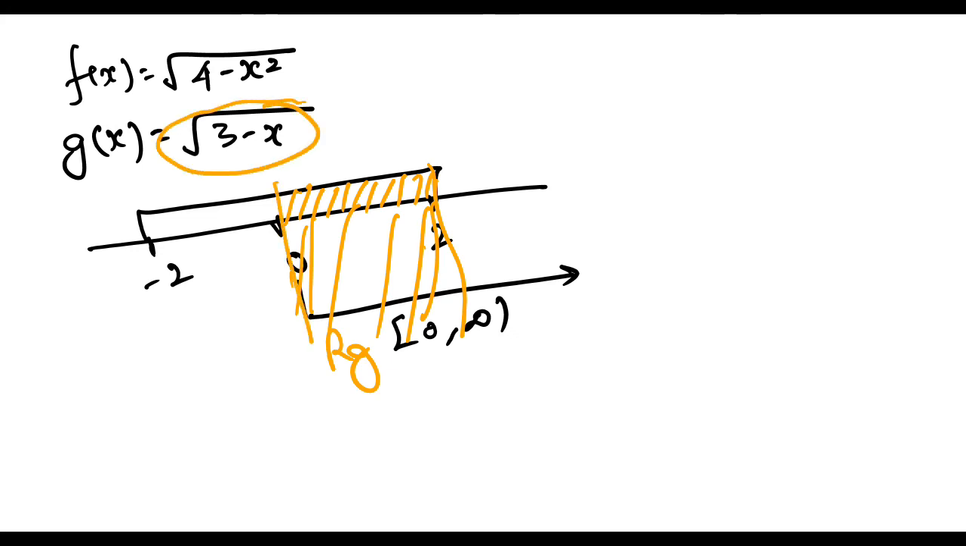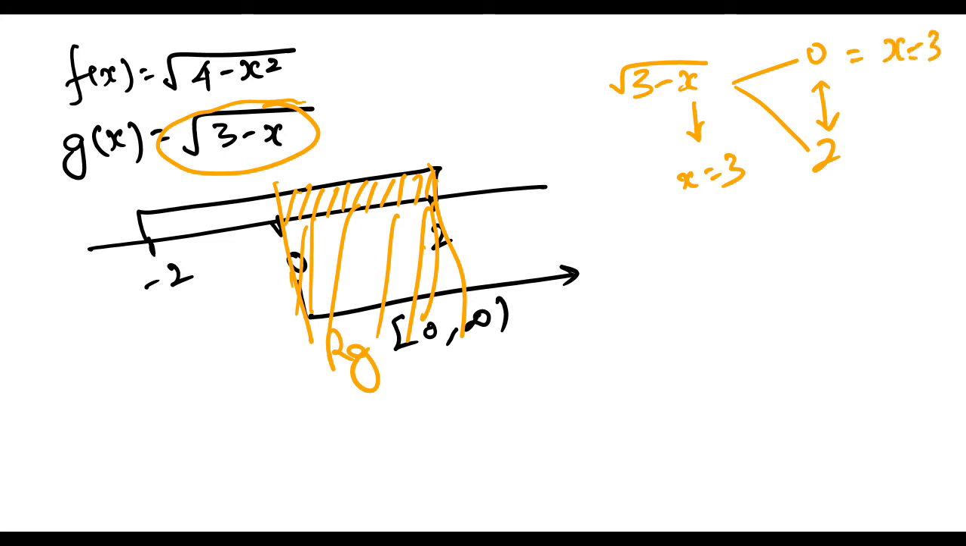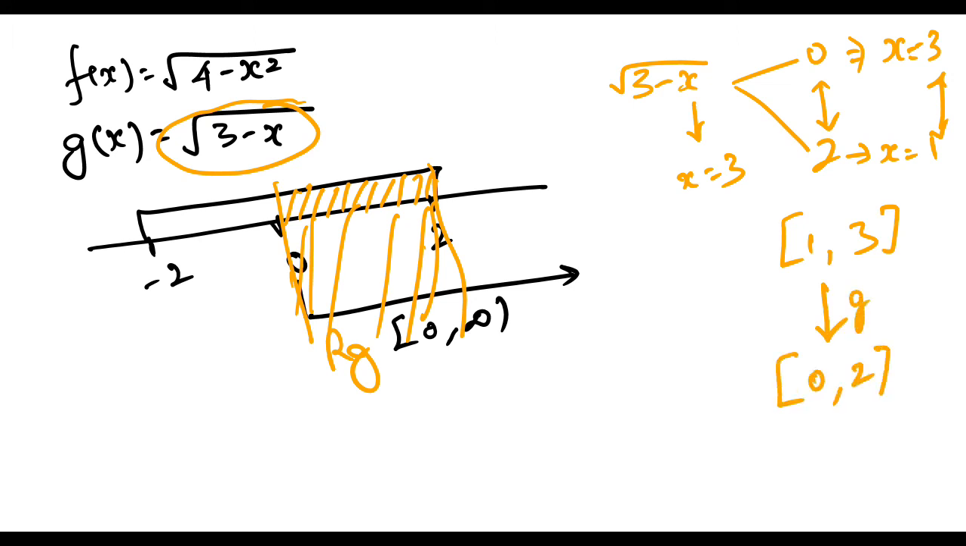So what type of x values can you put? Root of 3 minus x can be anything between 0 to 2. In order to get 0 from here, I should put x is equal to 3. So for 0, x is equal to 3, and for 2, x is equal to 1. So if I input values from 1 to 3, then I'll get outputs of g from 0 to 2, which is going to be definitely a subset of the domain of f, correct? In that case, I can actually do the composition.